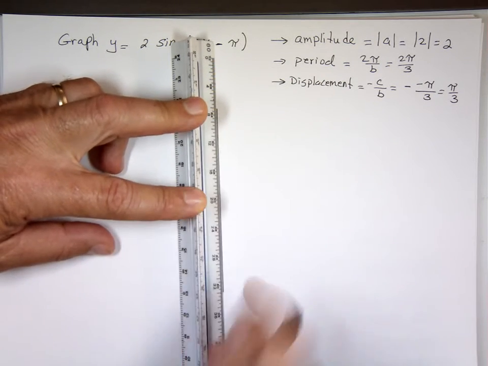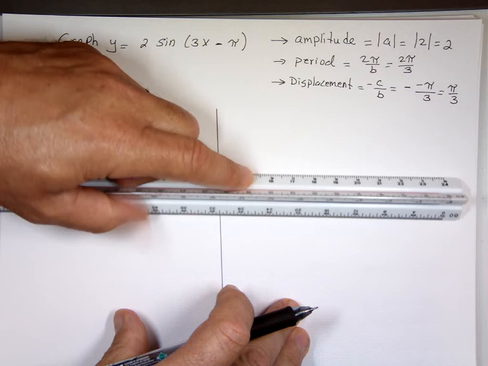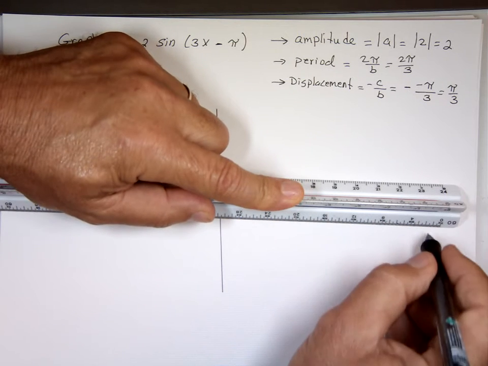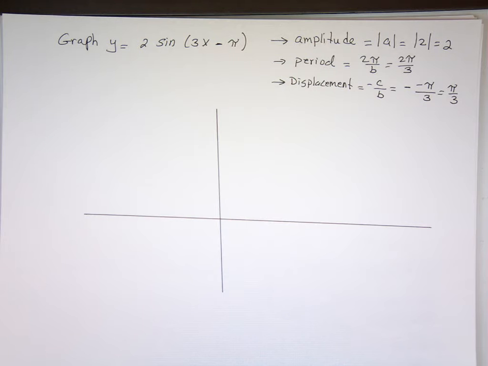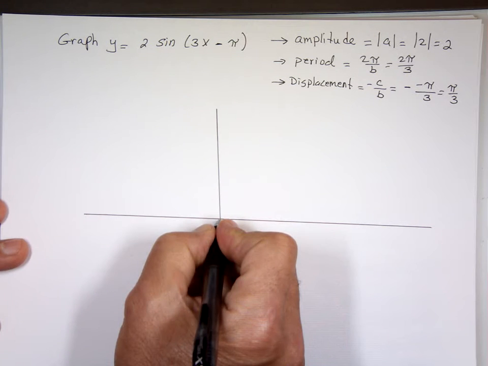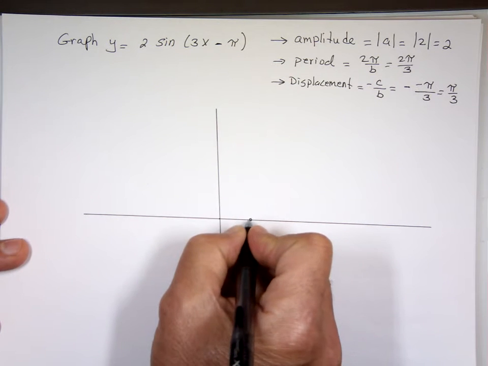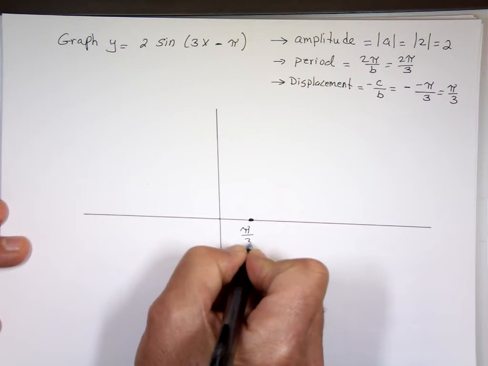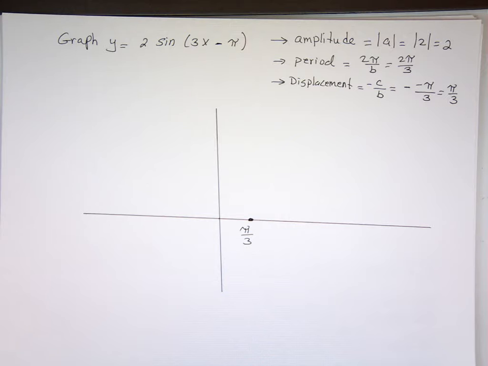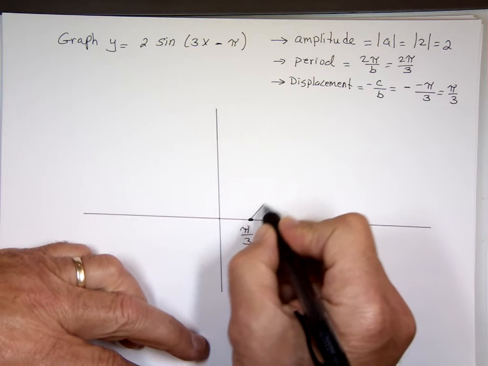If the shift is positive, you start to the right of the y-axis. If it's negative, you start to the left. So your function is a sine function, but it's not going to start from 0. It's going to start from pi over 3, right there. It's going to start from that point. And it's a sine function. It's going to look like this.